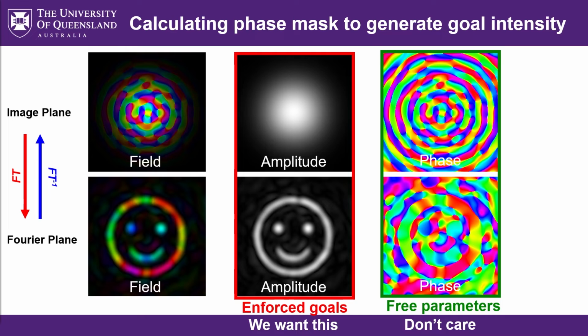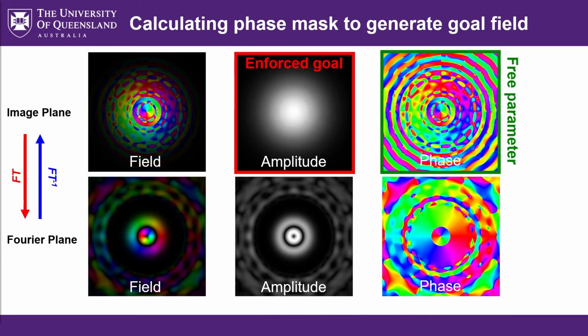Alright, that's well and good, but what about a different scenario that also comes up quite a lot? The scenario where we care about both the amplitude and the phase in the Fourier plane. So in this scenario, the phase can't just be anything. We also need to control the phase. It also needs to conform to our requirements.